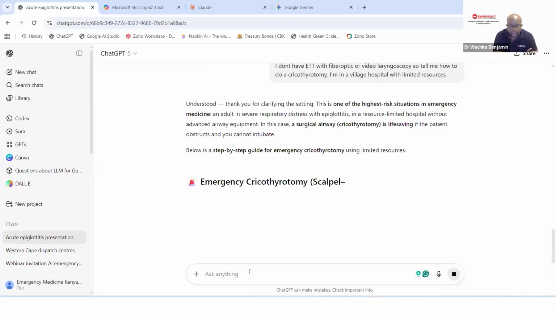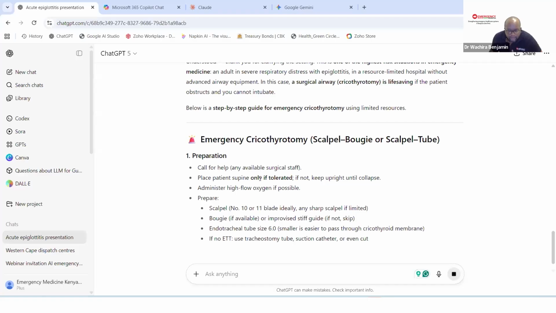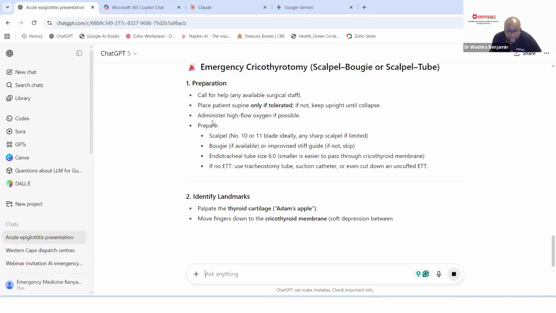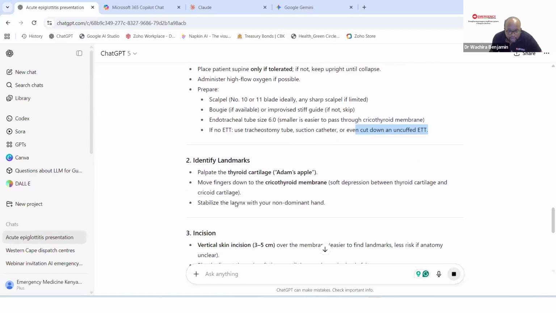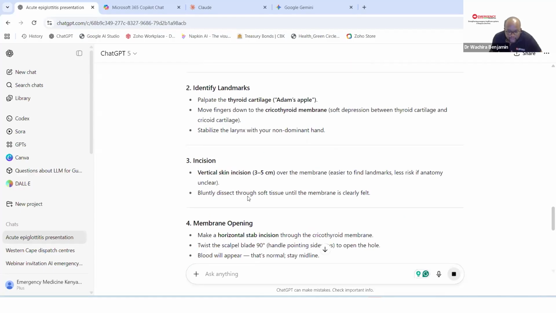Okay. So, call for help. If tolerated, if not, keep upright until collapse. Administer high flow oxygen. Prepare your blade, bougie, or stiff guide wire. ET tube: smaller is easier to pass. If no ET tube, use a tracheostomy tube, suction catheter, or even a cut-down uncuffed ET tube. Landmarks are those ones. Move fingers down to the cricothyroid membrane. Yes, vertical incision.